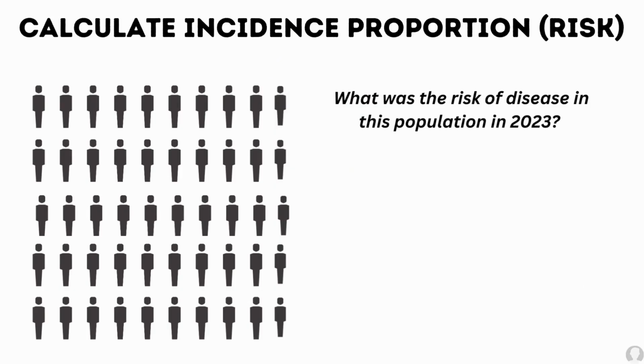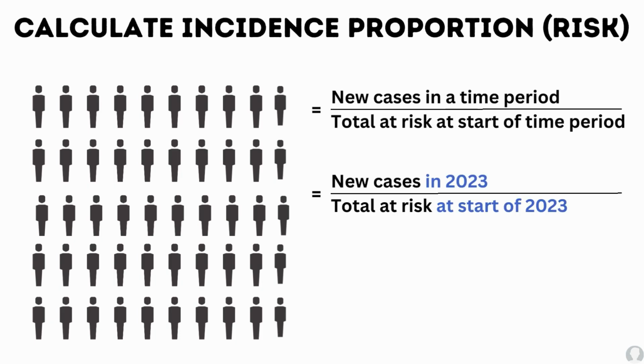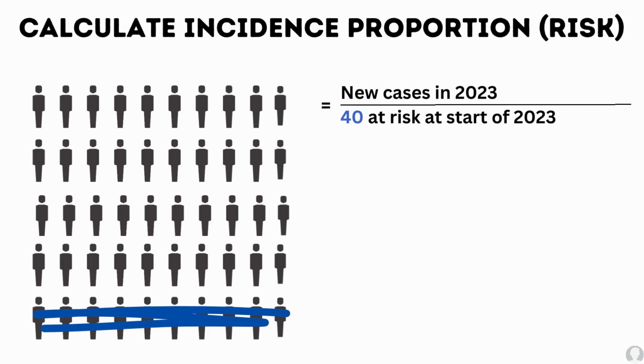Let's go through an example of calculating incidence proportion by answering the question, what was the risk of disease in this population last year? Let's start filling in our equation with the time period, which gives us new cases in 2023 divided by the total number at risk in the start of 2023. Usually not everyone in the population is at risk of the disease in question. Here, there are 10 people who were not at risk, so we can cross them out, and then put the total number at risk in the denominator, which is 40.